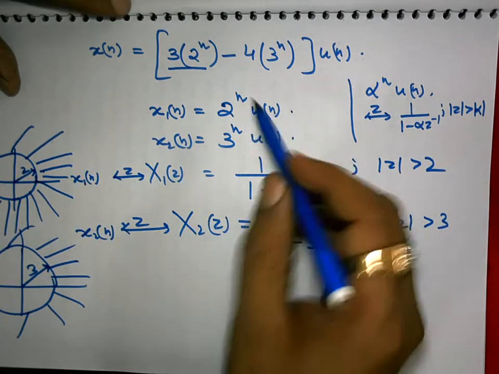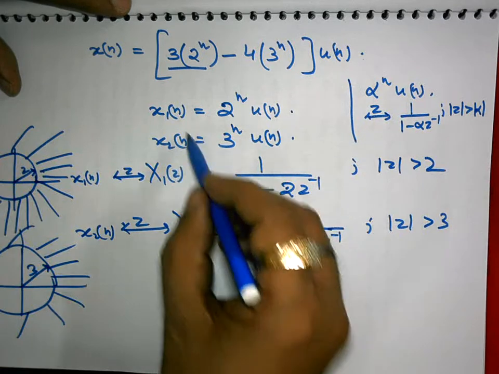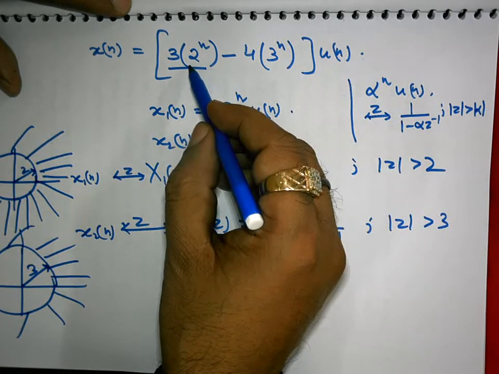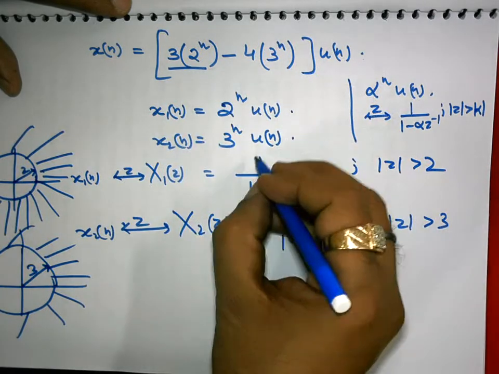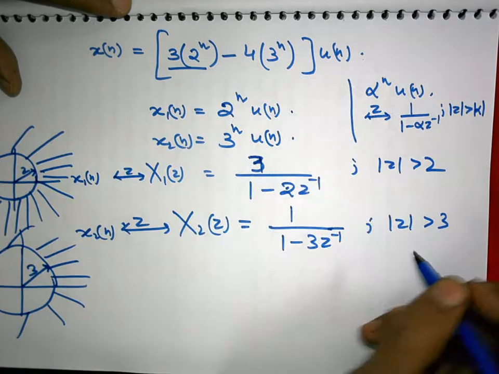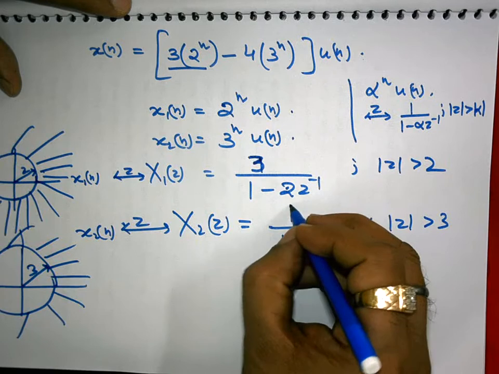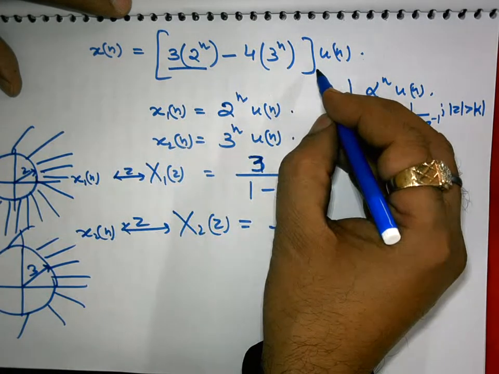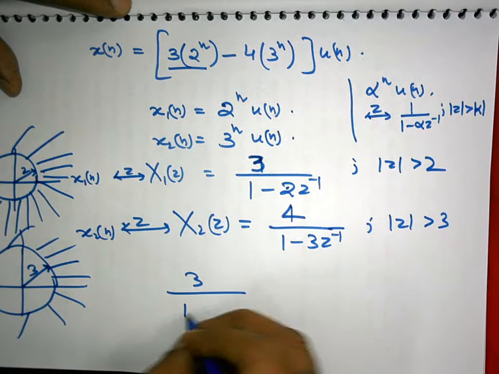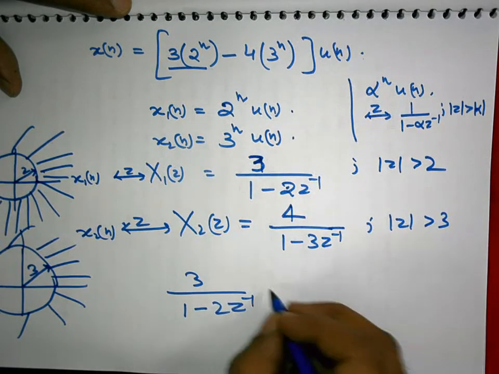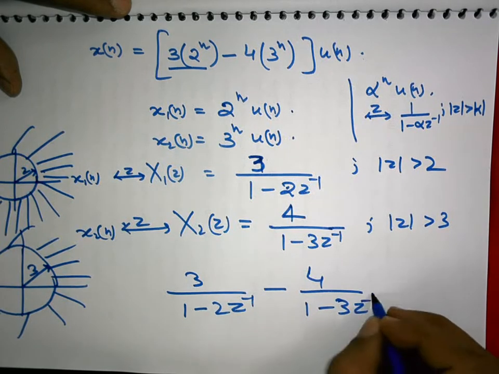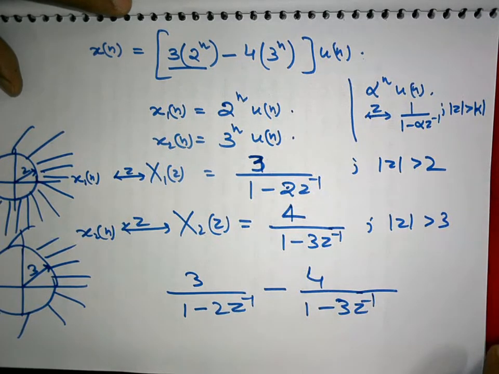Okay. Now, since the Z transform of this 2 to the power n un is this, what will be the Z transform of 3 multiplied by this? It will be simply weighted by this 3, and this will be simply weighted by 4. And what about the Z transform of the total signal? It is 3 over 1 minus 2 Z inverse minus 4 over 1 minus 3 Z inverse.